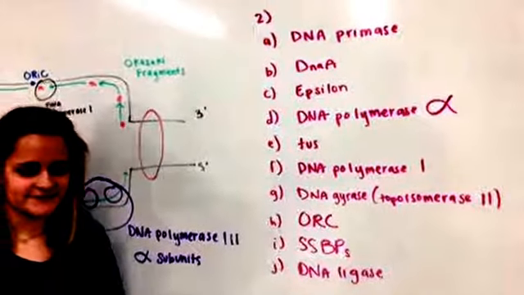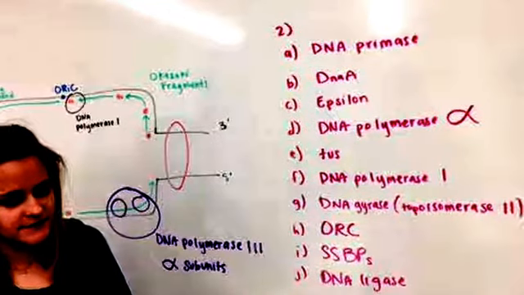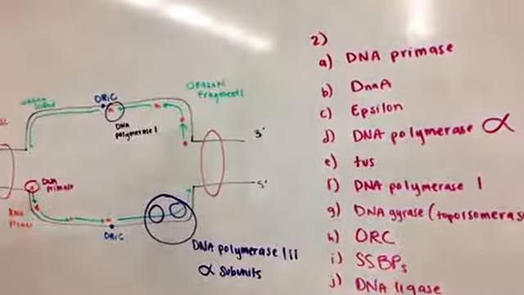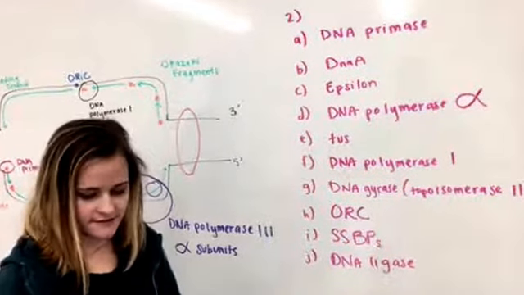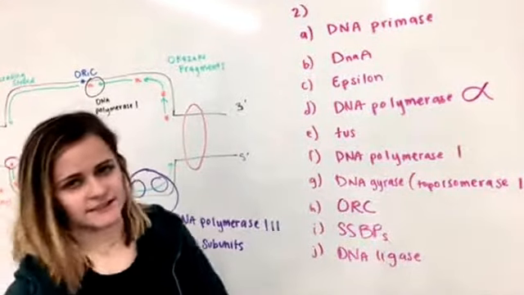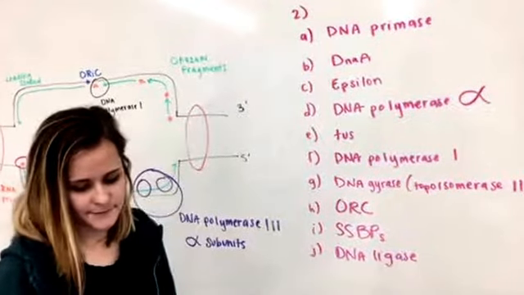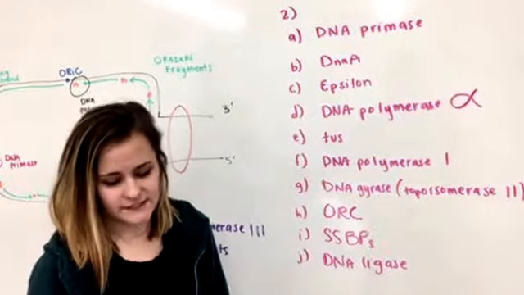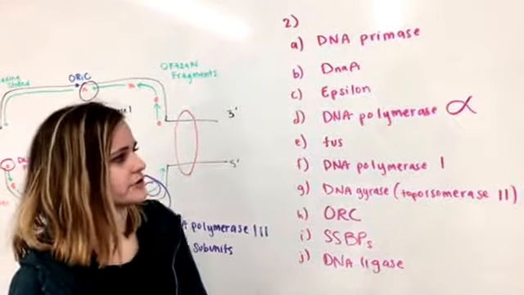Okay, for question 2, part A, it says this protein complex synthesizes primers in eukaryotes. And we said DNA primase, just like you can see over in our picture earlier. B is this protein promotes the separation of AT-rich sequences within ORIC, which is the DNA A. C, this subunit of DNA polymerase 3 contains proofreading activity, which is epsilon. Part D, this protein synthesizes the leading strand in eukaryotes, which is DNA polymerase alpha.